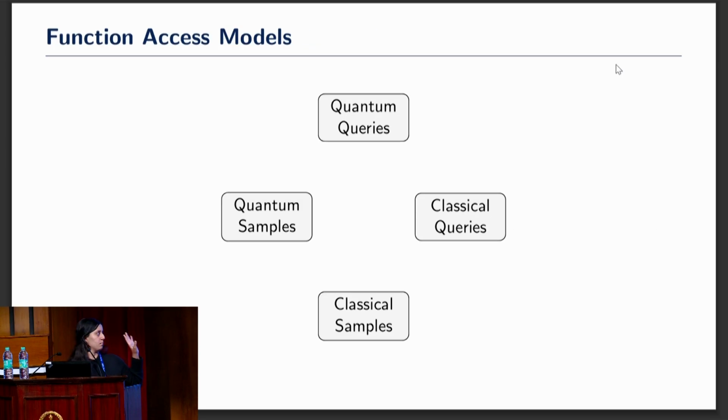And one more thing before I get into our results. Now that we've written our resources or our access models like this, we get this very nice hierarchy of resources. Quantum queries can reproduce everything that classical queries can do, and classical queries can reproduce everything that classical samples can do. And analogously, quantum queries can reproduce quantum samples, and quantum samples can reproduce what classical samples can do. So we get this very nice hierarchy of resources.